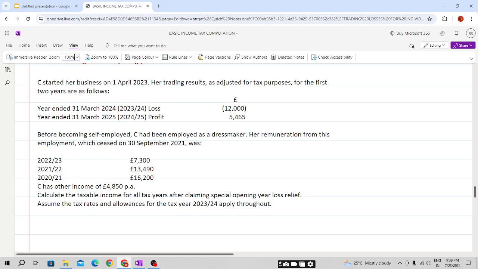C started her business on 1st April 2023. So C started business on 1st April 2023. Her trading results, as adjusted for tax purposes for the first 2 years, are as follows. For 23-24 a loss of 12,000, and for the year ended 31st March 2025, 24-25, a profit of 5,465. I hope this is clear.